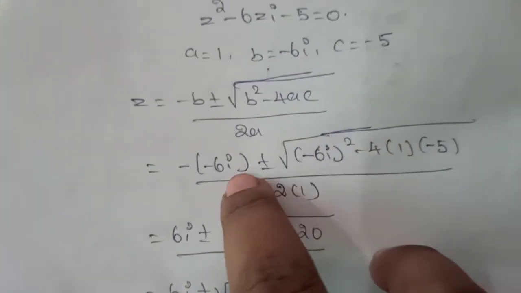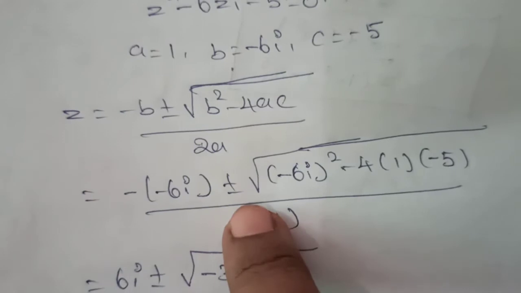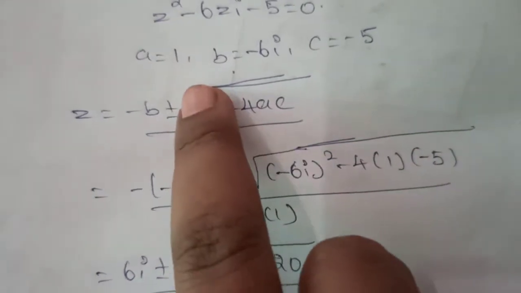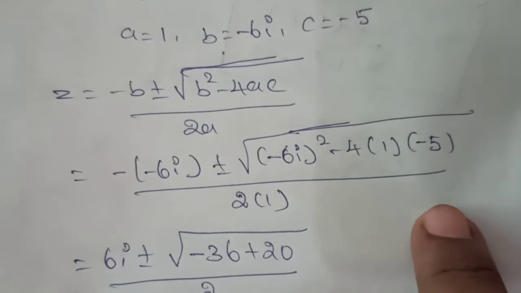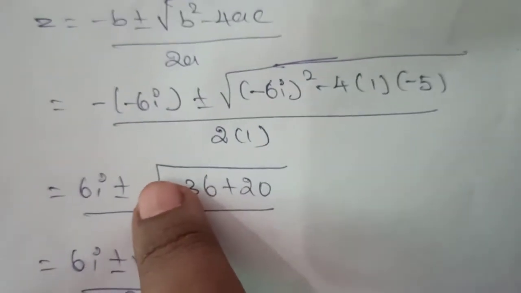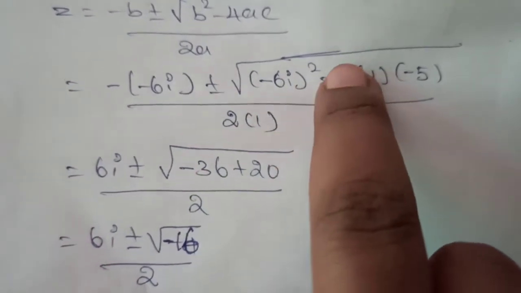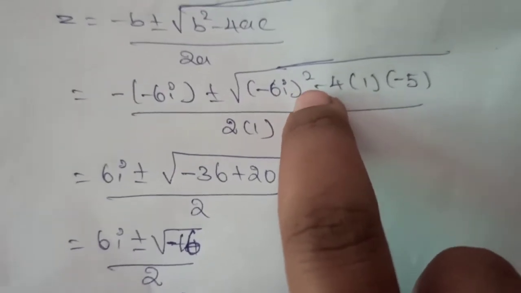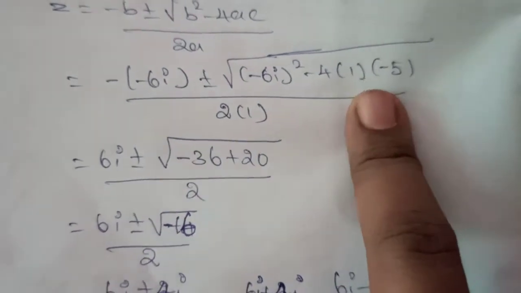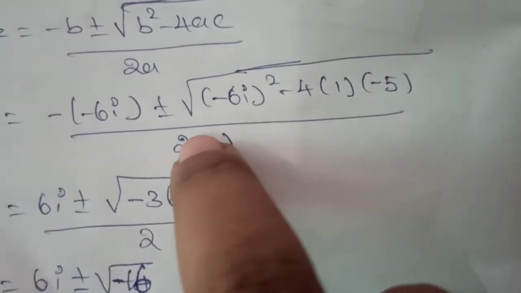Apply this formula. Substitute all the a, b, c values: minus into b value minus 6i, plus or minus root of (minus 6i) the whole square, minus 4 into a value 1 into c value minus 5, the whole divided by 2 into a value 1. Simplify: minus into minus becomes plus 6i, plus or minus root of (6i) whole square, that is 36 i square, and i square is minus 1, so minus 36. Minus into minus becomes plus, 4 fives are 20, divided by 2 into 1, that is 2.